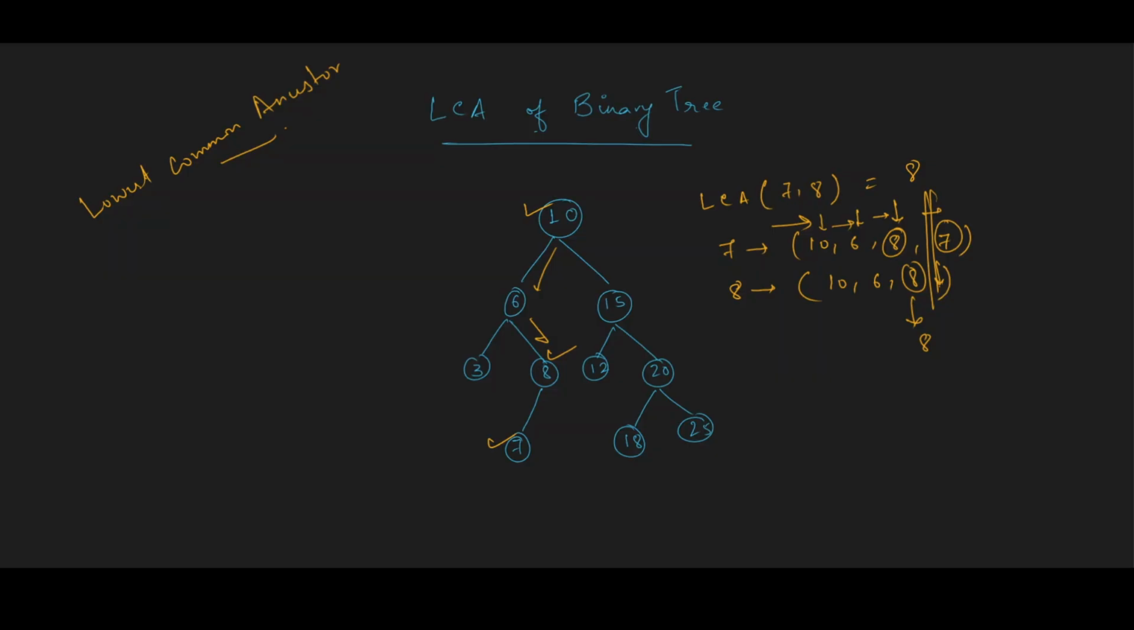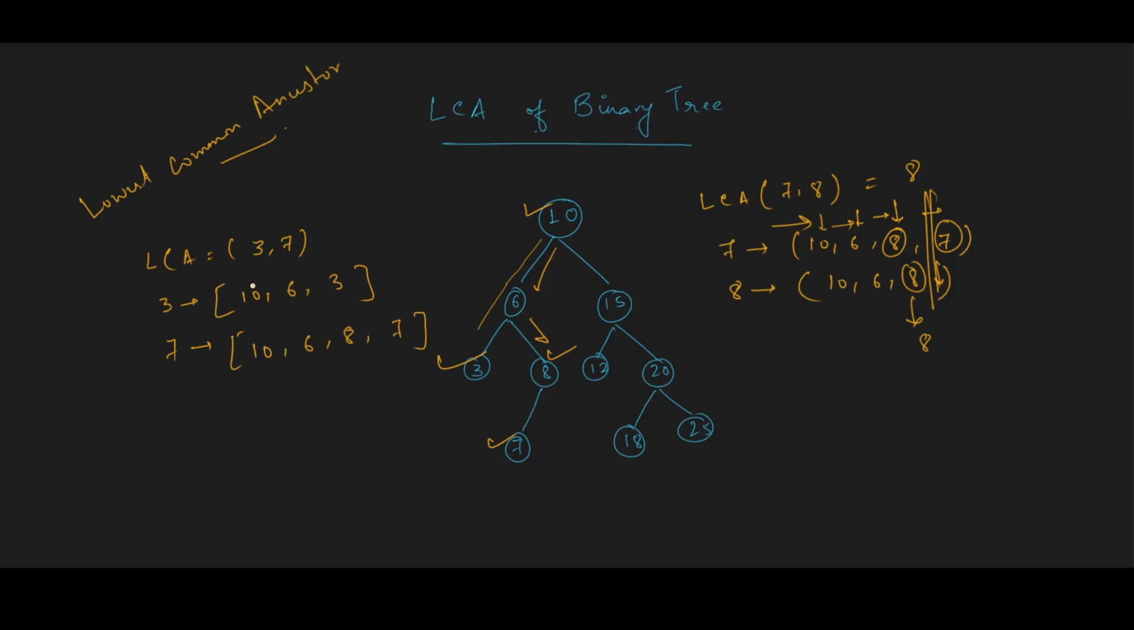Now let us try another example. Let us try to find the LCA of 3 and 7. So the path from root to 3 includes 10, 6, 3, right? And for 7, as we already know, the path is 10, 6, 8, 7.